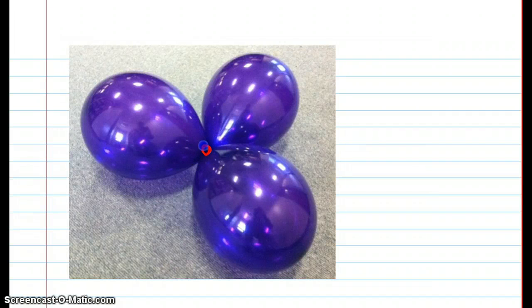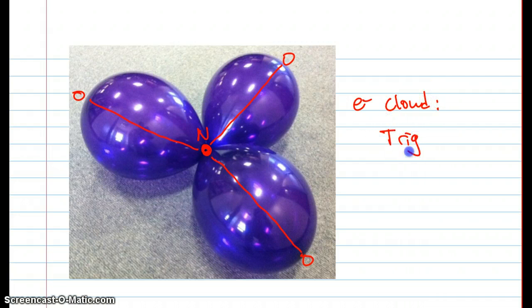Our central atom will be here. That's the nitrogen. And then there's an oxygen going away from you. There's one coming towards you. And there is the other one going away from you. So our electron cloud geometry is trigonal planar. And our molecule is trigonal planar.